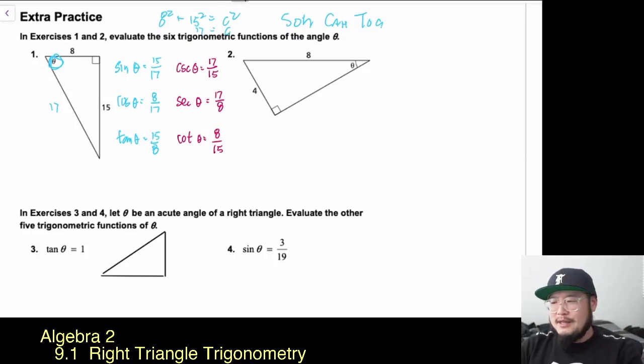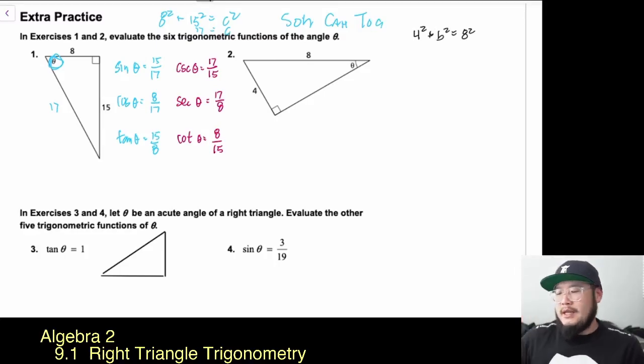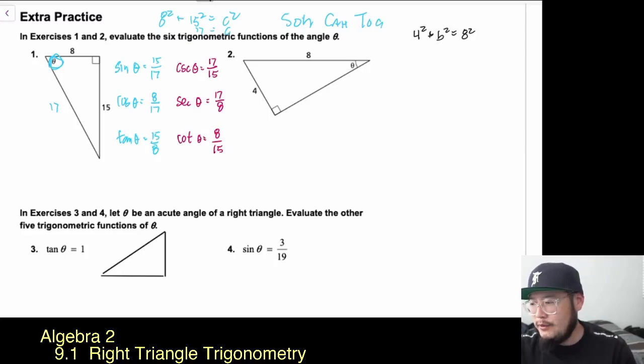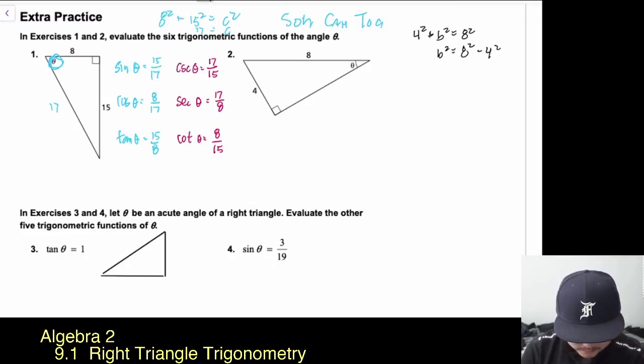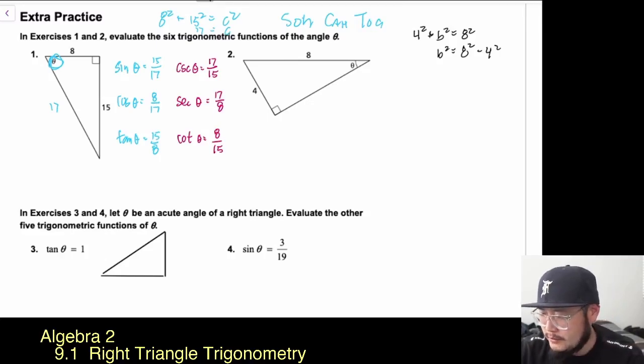Let's go to number 2 next. Let's repeat this process. We need to figure out the third side, and we'll use the Pythagorean theorem: 4 squared plus b squared is equal to 8 squared. We need to find one of the missing legs, so we get b by itself: 8 squared minus 4 squared. So 64 minus 16 gives us 48, so b squared is equal to 48.